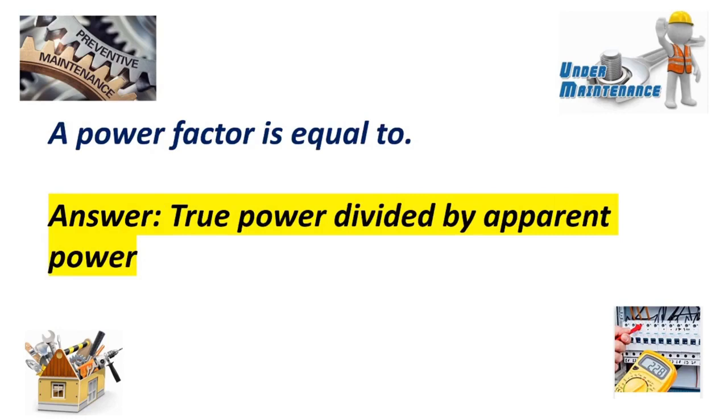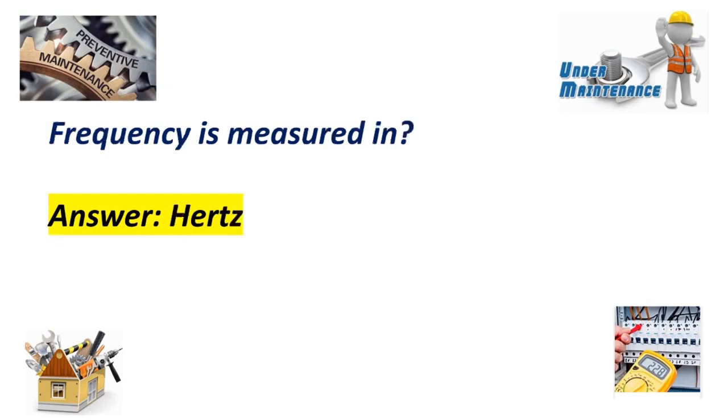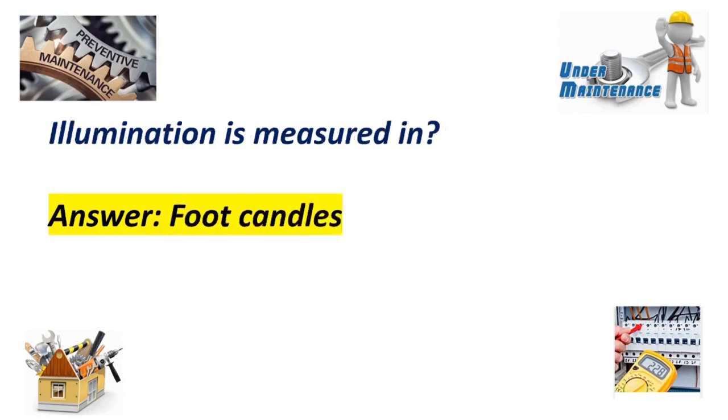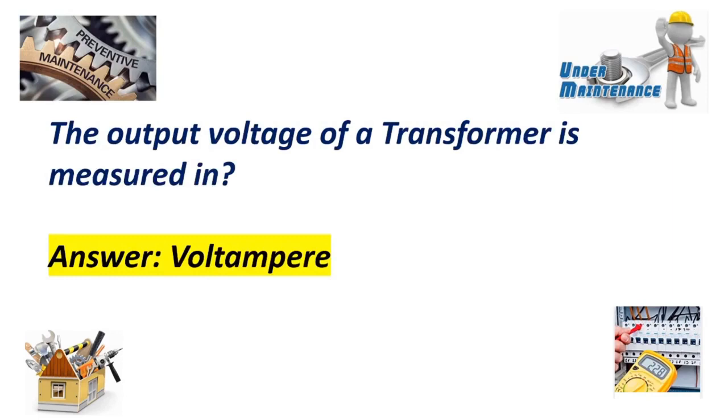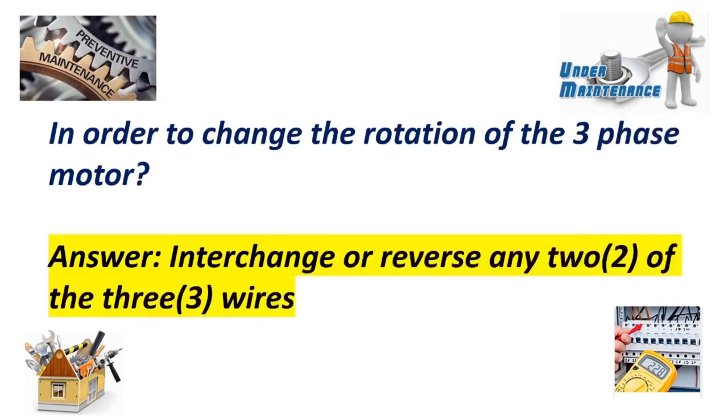A power factor is equal to: Answer, true power divided by apparent power. Frequency is measured in: Answer, hertz. Illumination is measured in: Answer, foot candles. The output voltage of a transformer is measured in: Answer, volt ampere. In order to change the rotation of a three-phase motor: Answer, interchange or reverse any two of the three wires.